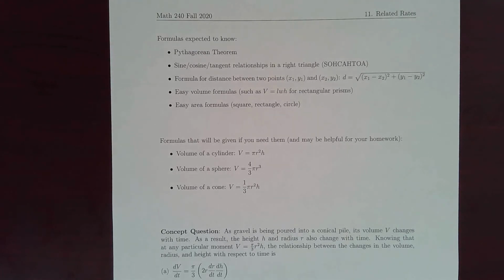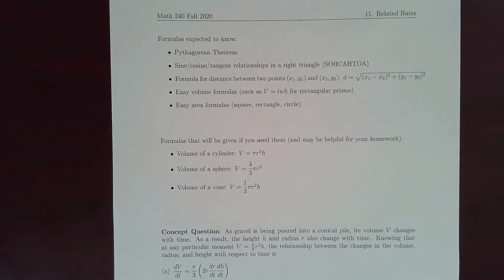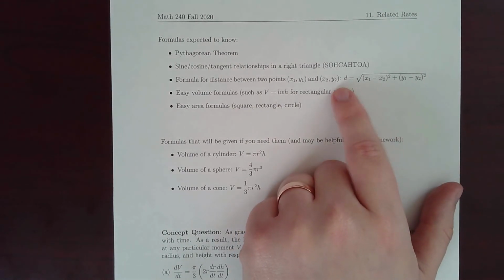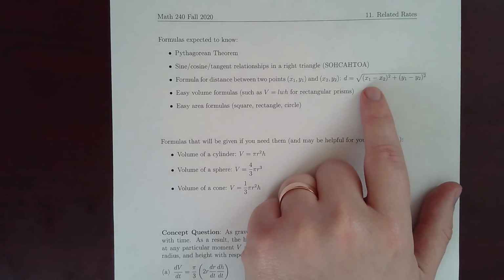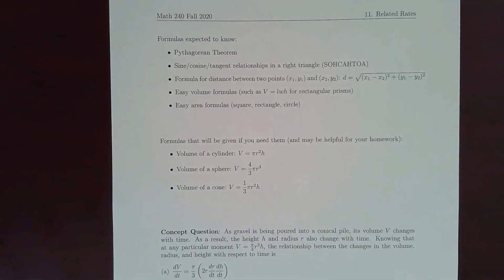relationship between sine, cosine, and tangent in a right triangle. So if you remember your SOHCAHTOA, sine is opposite over hypotenuse, cosine is adjacent over hypotenuse, and tangent is opposite over adjacent. Those are things you should know. The formula for the distance between 2 points: that distance is equal to the square root of (x1 minus x2) squared plus (y1 minus y2) squared.